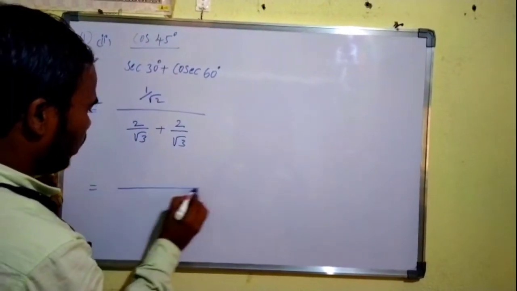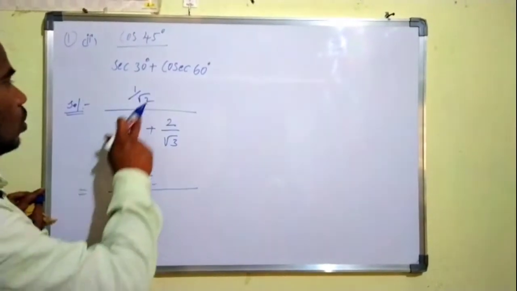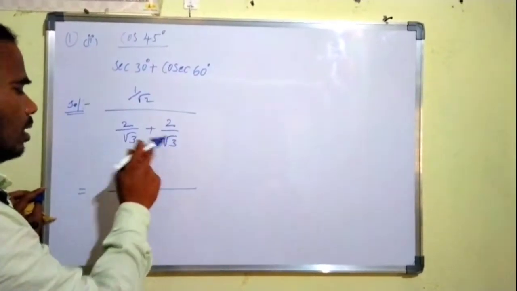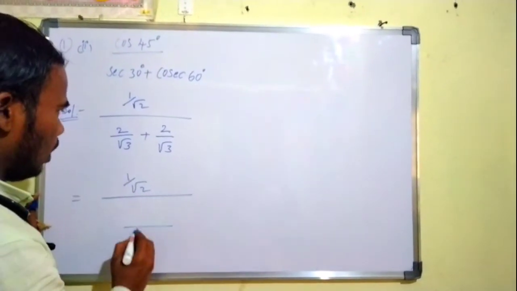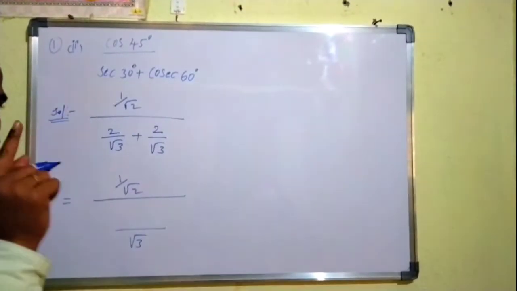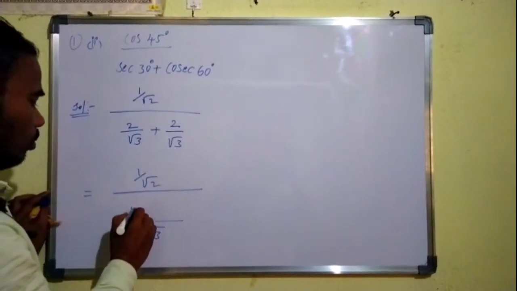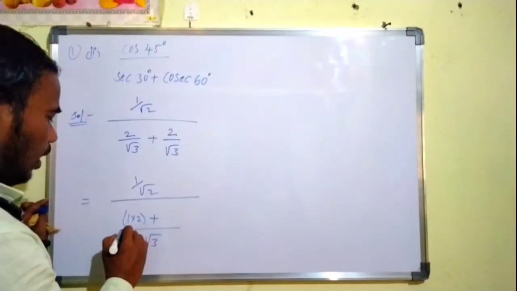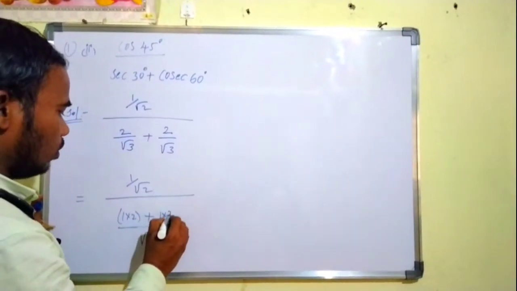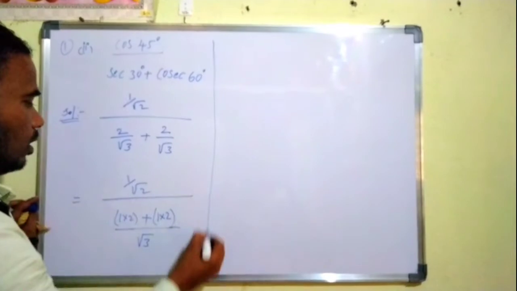So now this value you can do. The numerator portion is how much? 1 by root 2 is the numerator. For the denominator, the LCM is root 3. This root 3 divided by this root 3, the quotient is 1, 1 into 2. Plus, here also the same, root 3 divided by root 3, getting 1, into the numerator 2, 1 into 2.